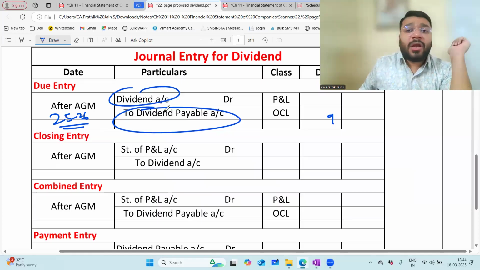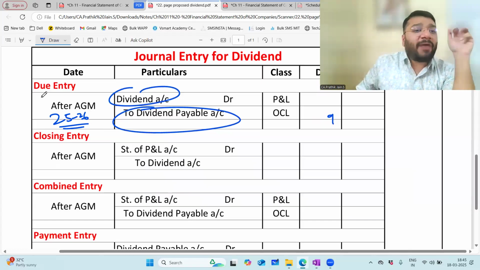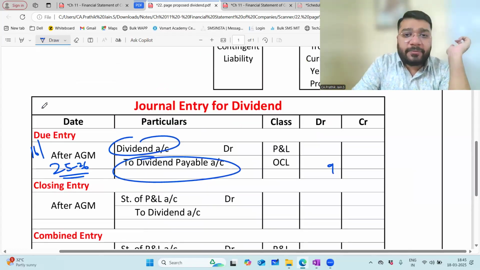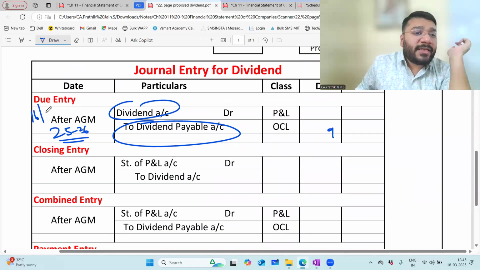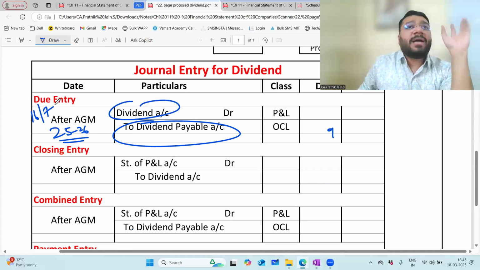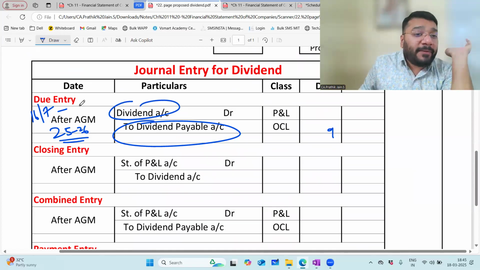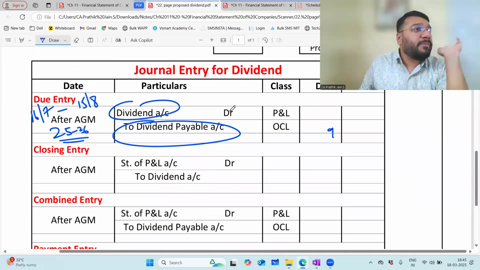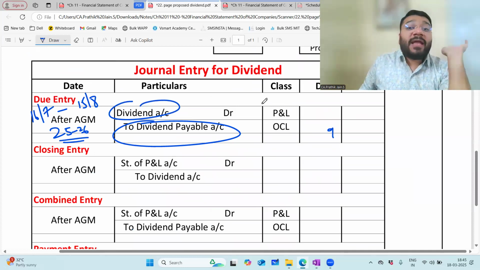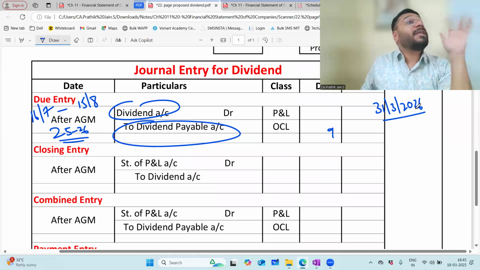Correct. So what question is Kritin asking, sir? This entry you passed after the AGM, that is, on what date? 16th of July. You pass this entry on 16th of July, and within 30 days you have to pay the money. When will I pay this money? 15th of August I'll make this payment. So if the payment is done, when I come to the end of the year, 31st March 2026, then this dividend is not there.